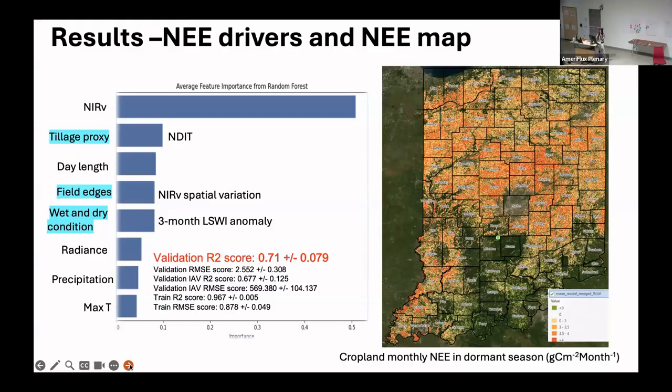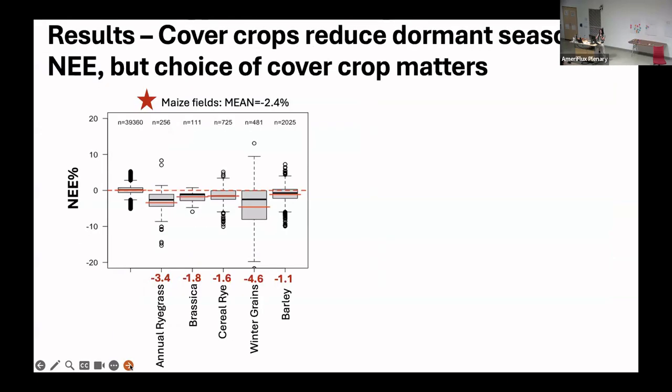Here I'm only showing the Indiana dominant season NEE map, because the transect data is across Indiana. And then here are the results for different cover crop species, showing how much carbon they can take up. You can see the species vary differently. The y-axis is relative carbon change and the x-axis is the different species. The first column is the reference, and the stars mean a significant difference.